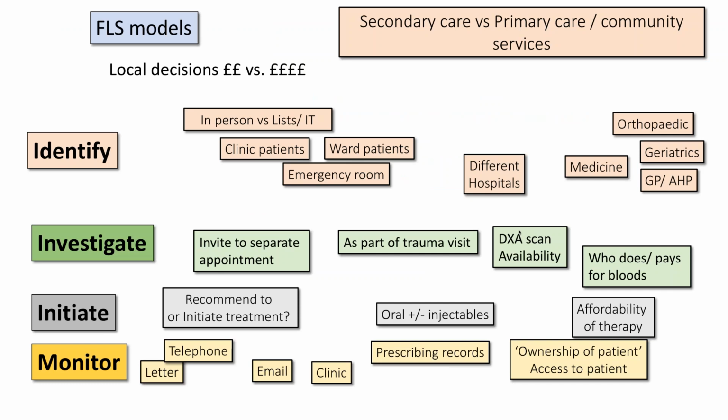And I've listed a few of them here, and these decisions are important because they affect how much time it takes, and time equals nursing and staff time, which equals funding for the FLS. So these have economic impacts. And the choices for identification can be face-to-face or using lists or clinic letters or other referral pathways across multiple disciplines. How do you investigate patients? Do you invite them to a separate FLS appointment, or do you try and do as much as you can whilst they're actually in the hospital being diagnosed for their fracture?